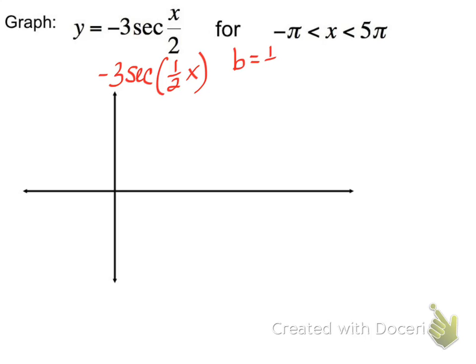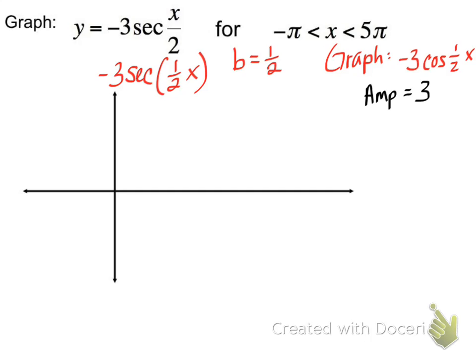But before we do, I want you to understand that b is 1/2 because dividing by 2 is the same as multiplying by 1/2. So I needed to find the b value, something times x equals x over 2, and it's 1/2. So b is 1/2 in this case. So when I graph my cosine function, I'm going to use a b value of 1/2. Now let's take a look at what that will mean for my graph.